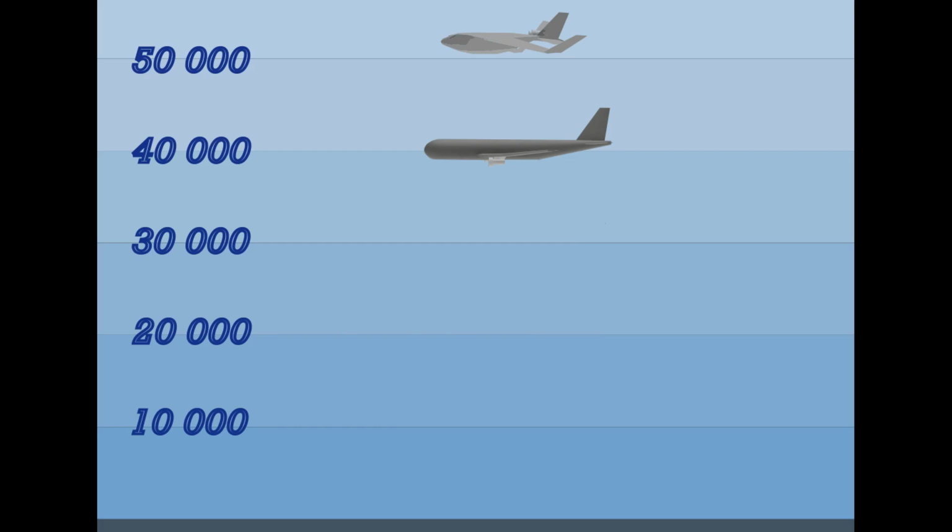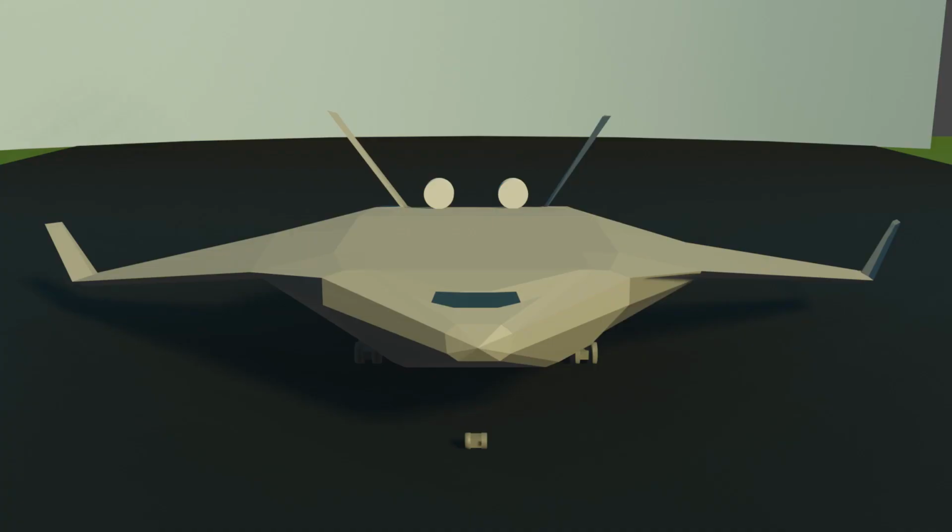For a passenger aircraft, the blended wing body is problematic. There's no place to put windows. It's difficult to load and unload passengers, and in an emergency, the evacuation of the passengers can be problematic.